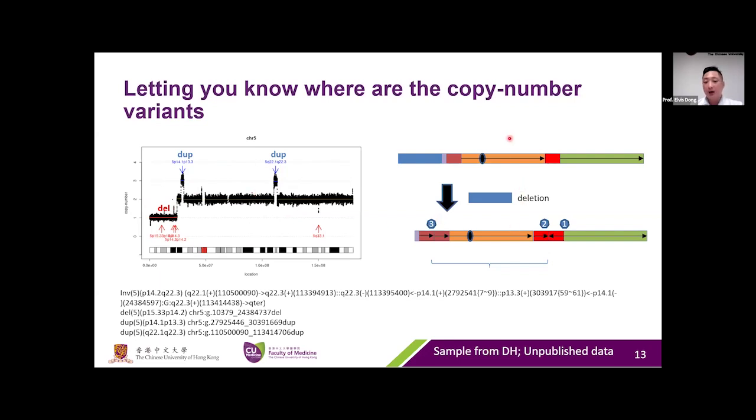But if you perform ChromoSeq, or we say the mate-pair genome sequencing, what can we see from the analysis result? Firstly, we can know that these two duplications are tandem duplications. The first one is in a reverse duplication setting, the red one is in a reverse setting, and the brown one is in a forward setting. And then it results from an inversion as well. So we can appreciate a deletion, an inversion, and two types of tandem duplication. We can know that all of these copy number deletions and duplications come from the same rearrangement event.